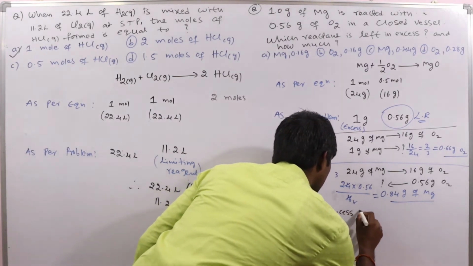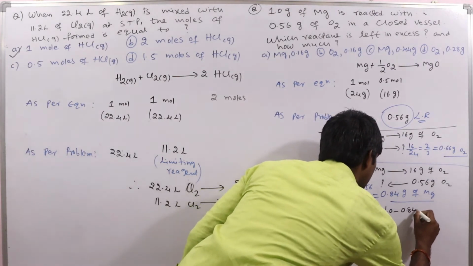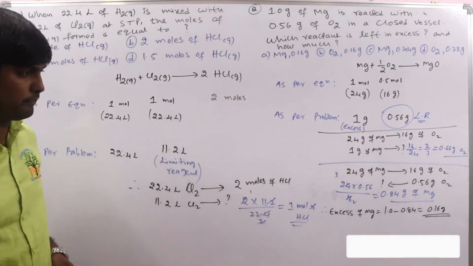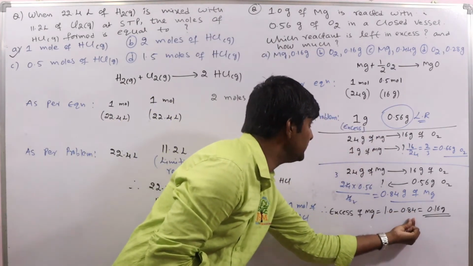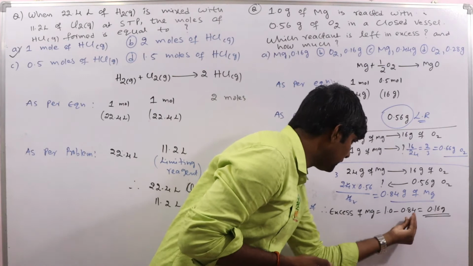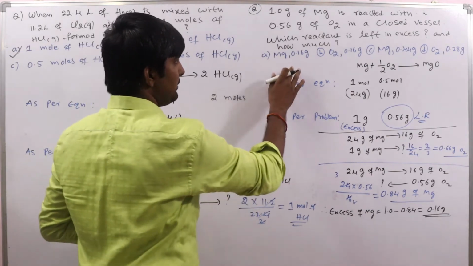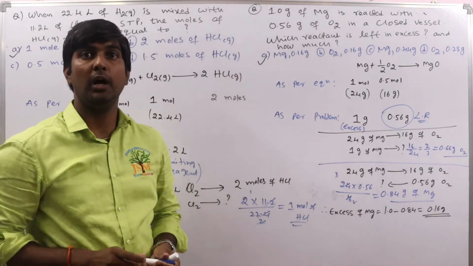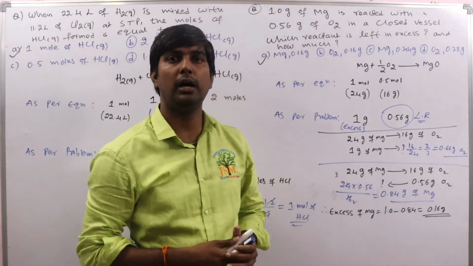Therefore, the excess of magnesium is 1 gram minus 0.84, that is 0.16 gram. So this is our other answer. Out of 1 gram, just 0.84 is reacted with 0.56 gram oxygen. Remaining from 1 gram, if you remove 0.84 we get 0.16 gram. So what is the answer? Magnesium is the excess reagent and 0.16 gram is left. 0.84 gram of magnesium is reacted with the oxygen.